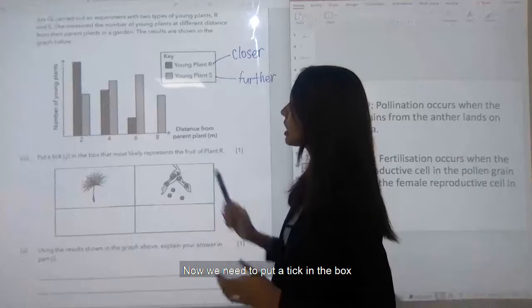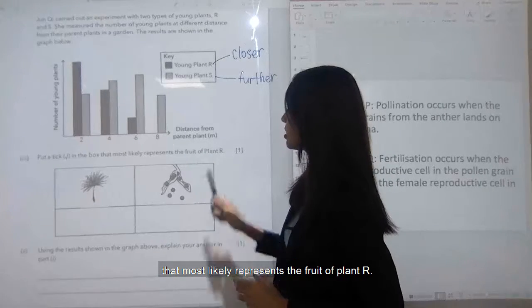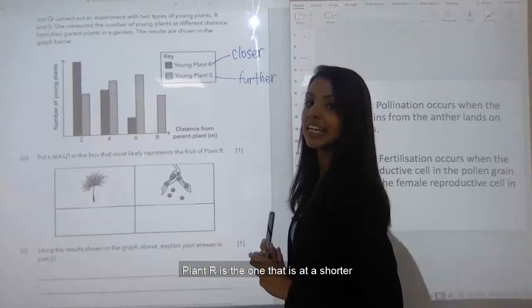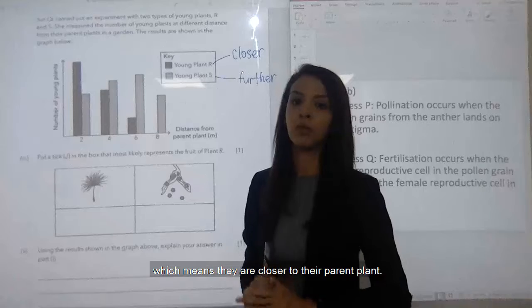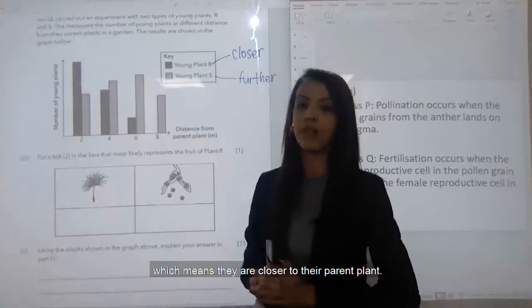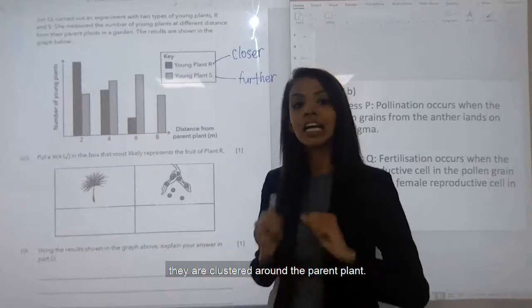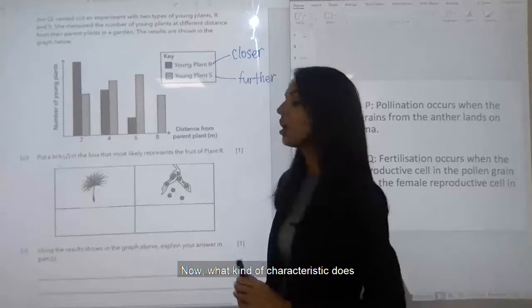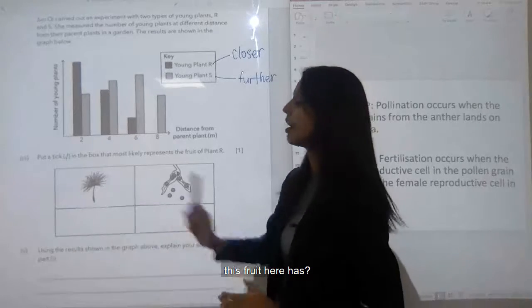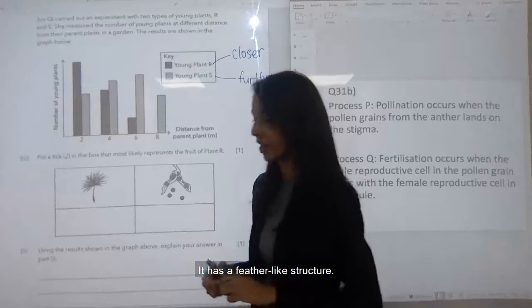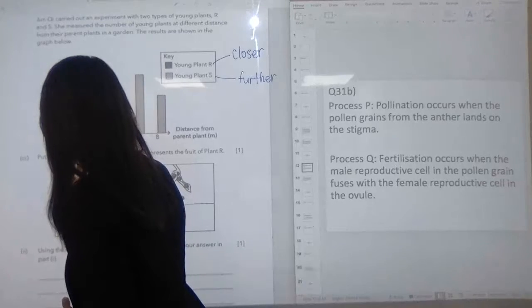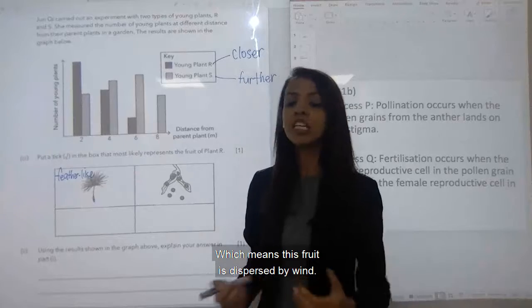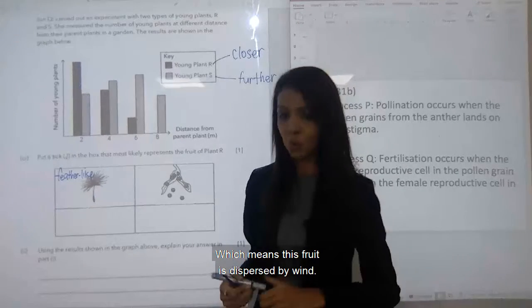Now we need to put a tick in the box that most likely represents the fruit of plant R. Plant R is the one that is at a shorter distance from the parent plant, which means they are closer to the parent plant. So when their seeds are dispersed, they are clustered around the parent plant. So let's look at the two fruits now. What kind of characteristic does this fruit here have? It has a feather-like structure. Which means this fruit is dispersed by wind.